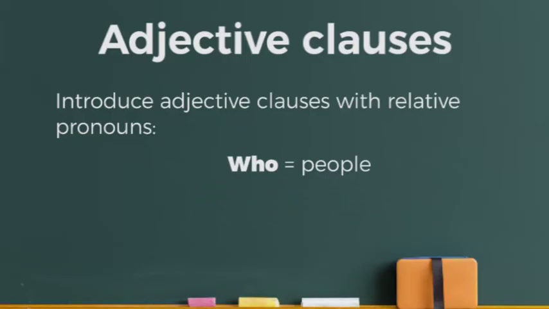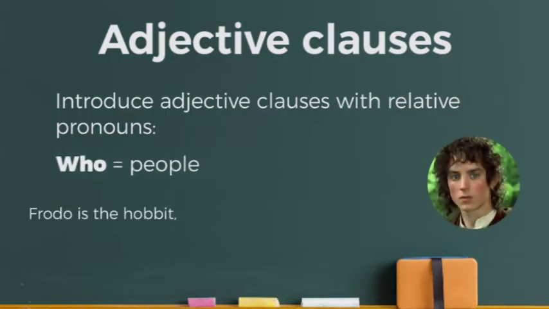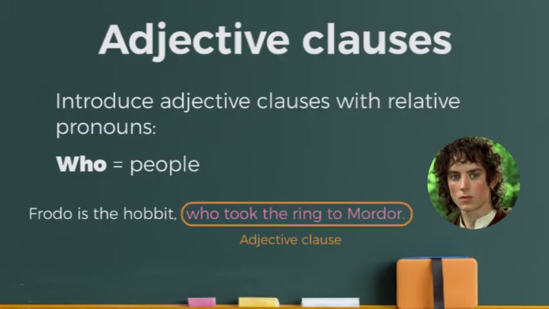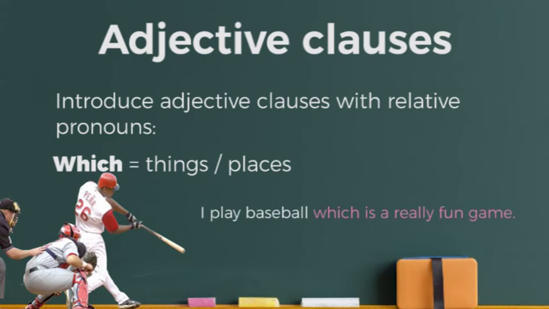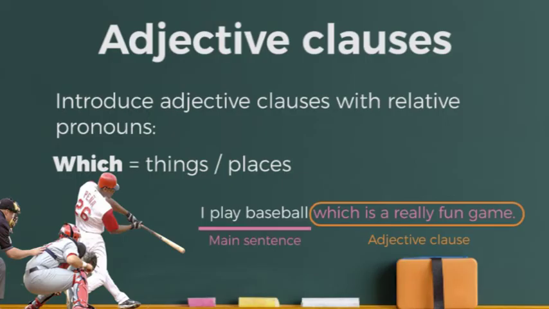Let's take a look at some examples. Here we have the main sentence, "Frodo is the hobbit," and the adjective clause, "who took the ring to Mordor." We use the relative pronoun who because the adjective clause is defining the noun hobbit. In this example, we use the relative pronoun which because the adjective clause is talking about the noun baseball.